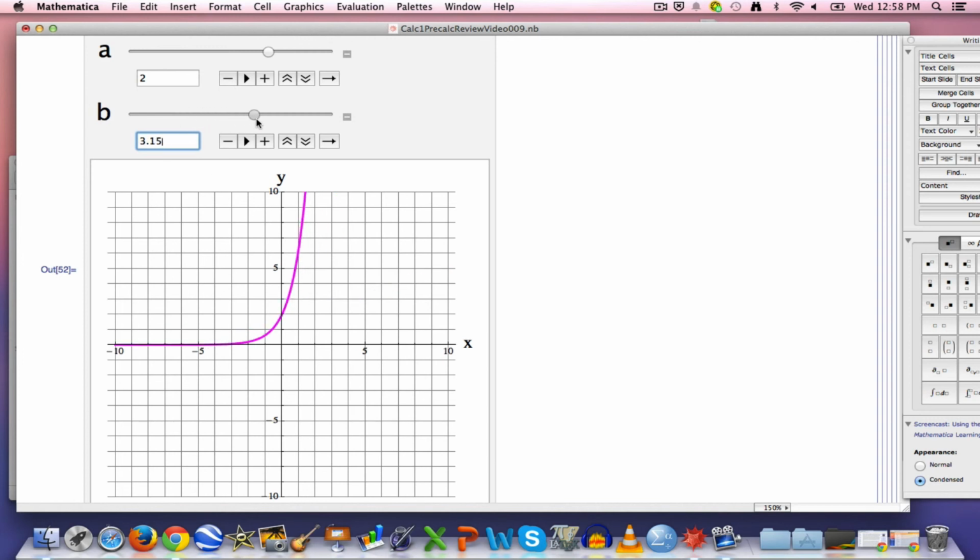Changing b affects that concavity, how steep the graph is and how quickly the slope changes. If b is between 0 and 1, that's an exponential decay graph. We get a graph like this. I will quickly show you this animation again in the next video, but for this video I'm going to end it right here.